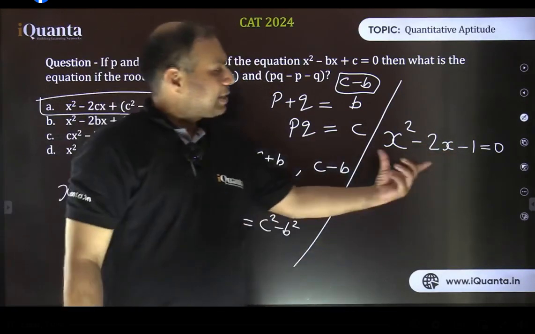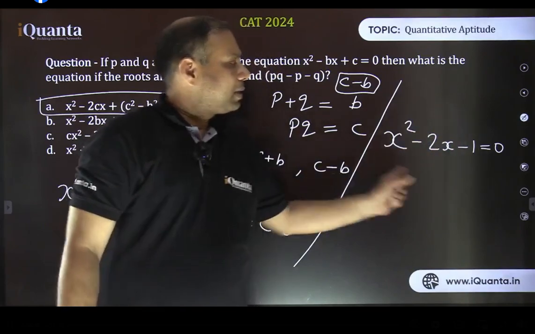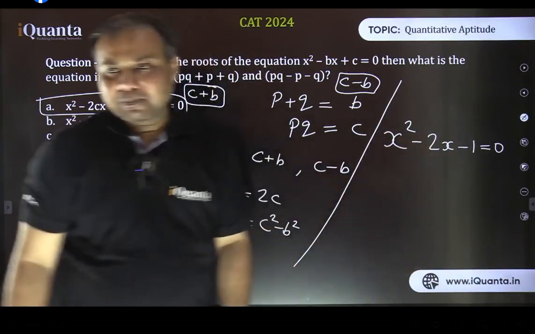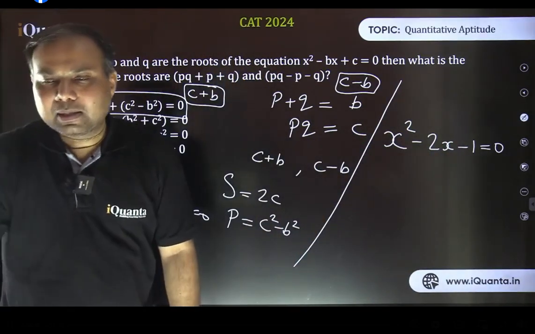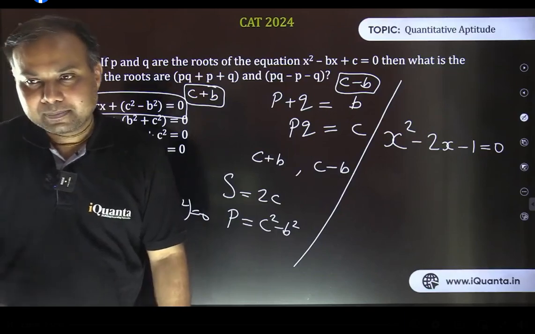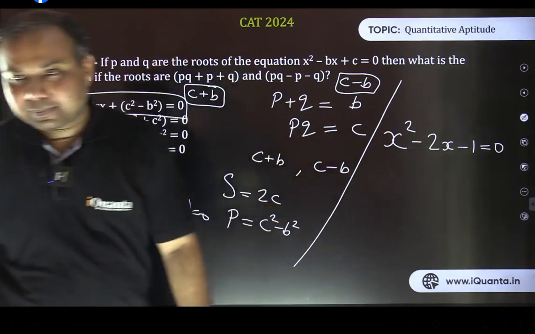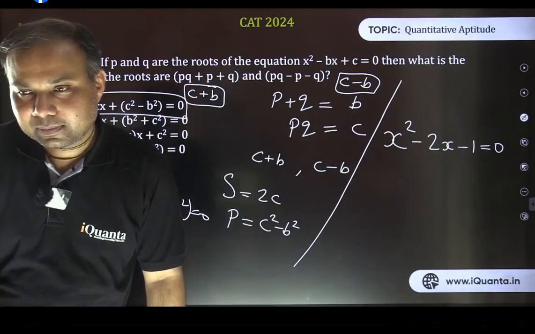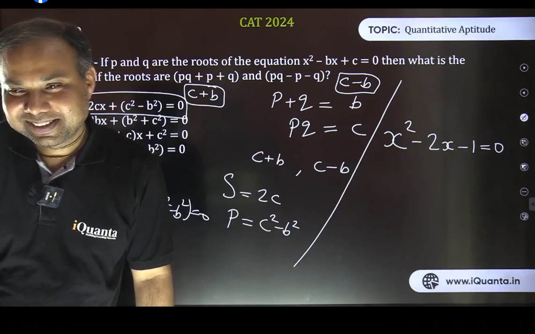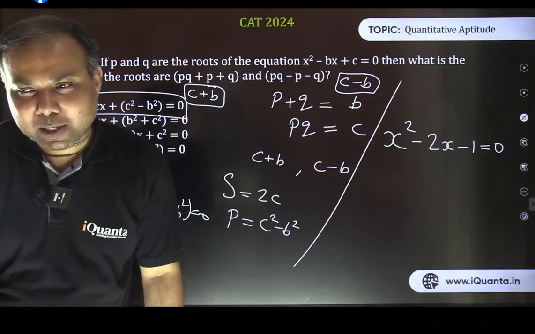Please quickly revise. If I draw the graph of this quadratic polynomial, x square minus 2x minus 1, what will be the shape? Will it be an upward parabola or a downward parabola? Yes, it is an upward parabola.